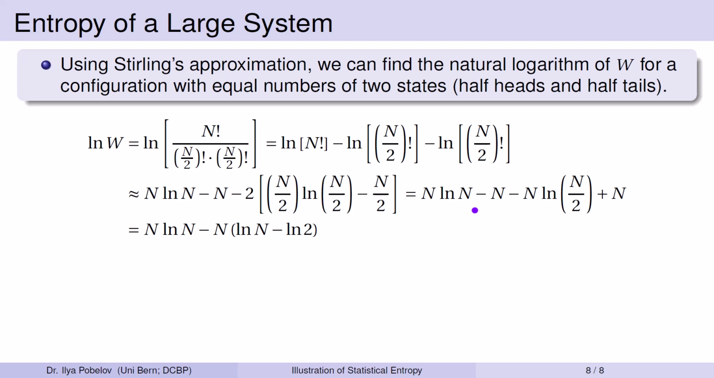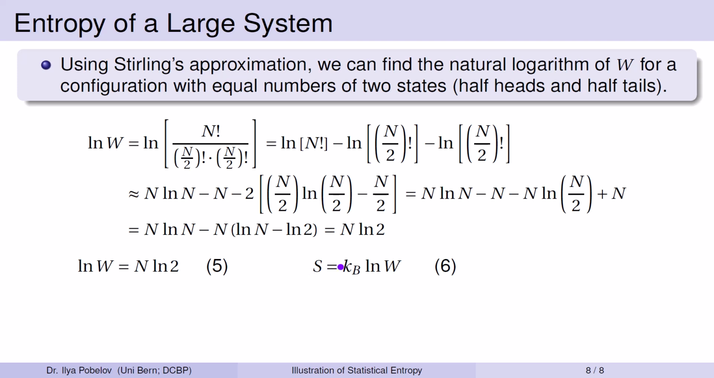We can rewrite this expression as n times the natural logarithm of n minus n times the expression natural logarithm of n minus the natural logarithm of 2. Simplifying further, we see that the terms n times the natural logarithm of n cancel out, leaving n times the natural logarithm of 2. Thus, we have shown that the natural logarithm of the number of microstates W is equal to n times the natural logarithm of 2.